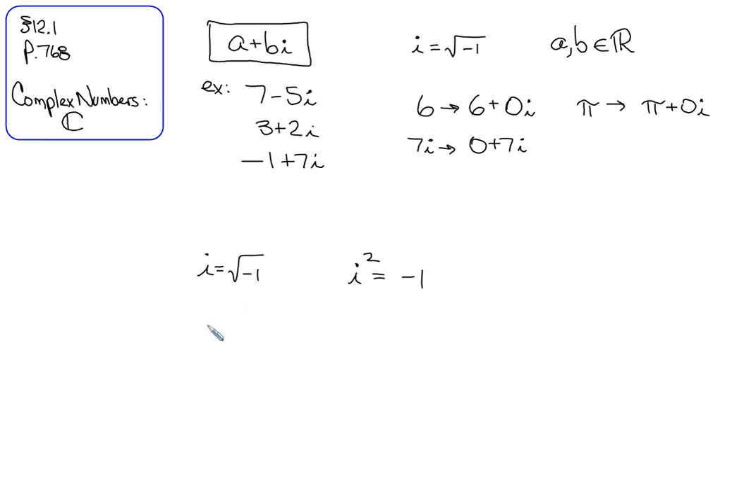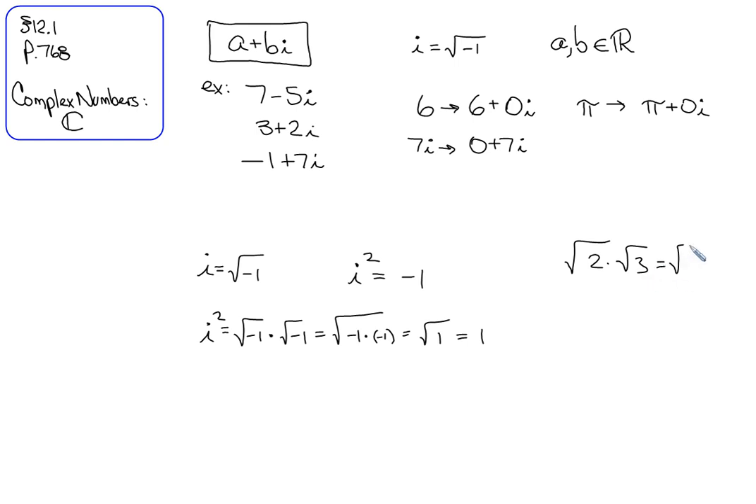Now, the question that pops up a lot of times is that if i is equal to the square root of negative 1, then shouldn't i squared be equal to the square root of negative 1 times the square root of negative 1? Which is the square root of negative 1 times negative 1. Isn't that the square root of positive 1? Right? Isn't that our property of radicals, that the square root of 2 times the square root of 3 is equal to the square root of 6? Isn't that true? So why is this not true?